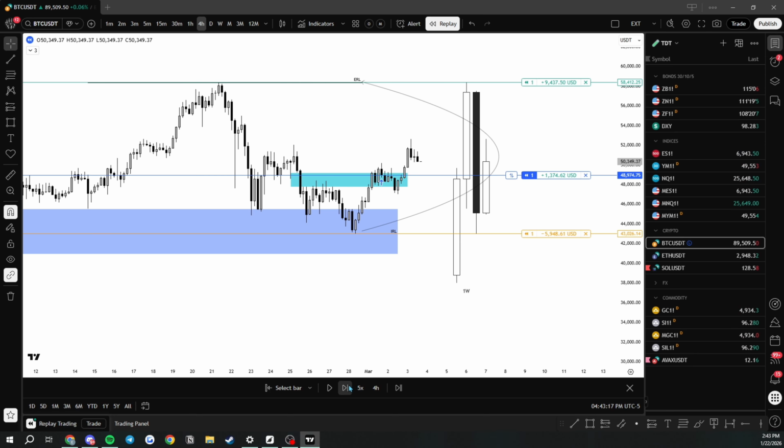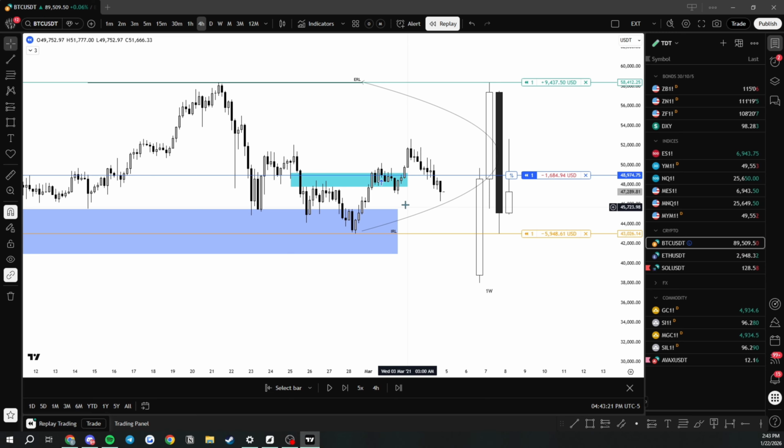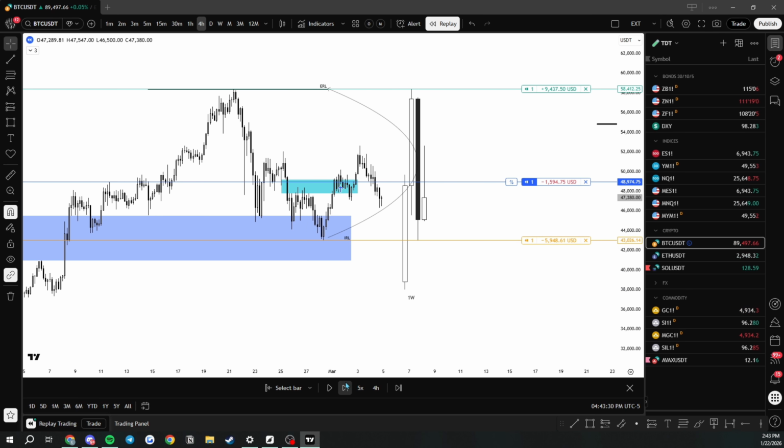So we can let price continue to play out. And what do I expect, right? Either we respect fair value gaps or we sweep lows and reject and go higher, right? Which once again, I don't know, right?